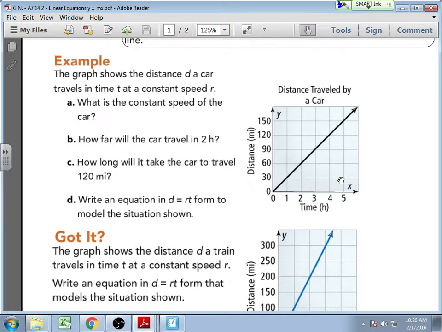So let's choose a point. Here's a point. Looks like a nice point. I've driven 120 miles in 4 hours. What will that division get me? 30 miles per hour. So your speed is 30 miles per hour.